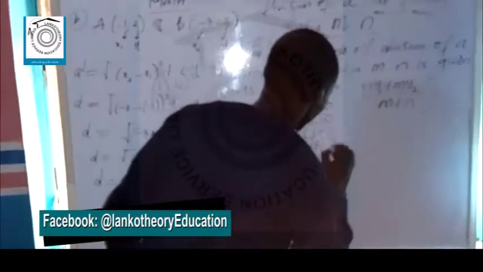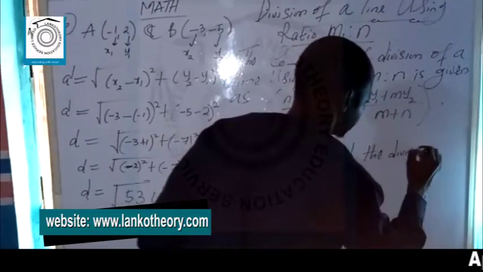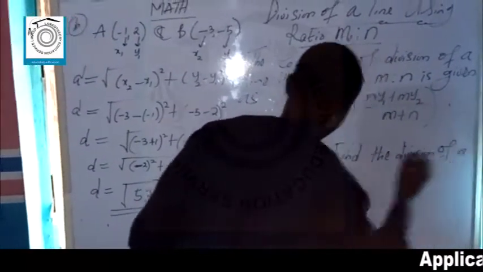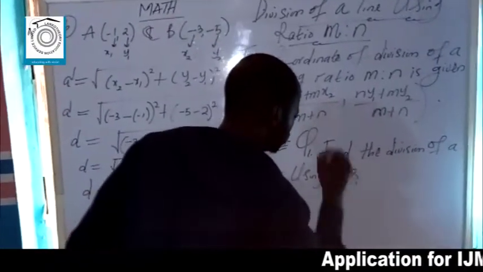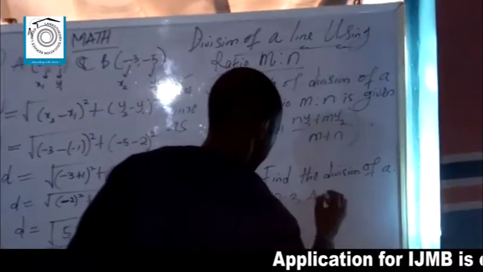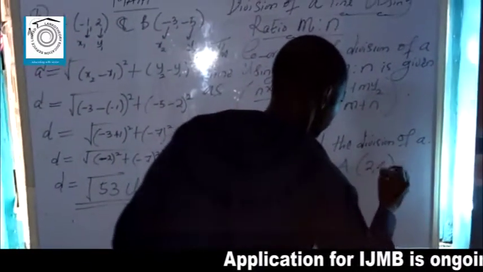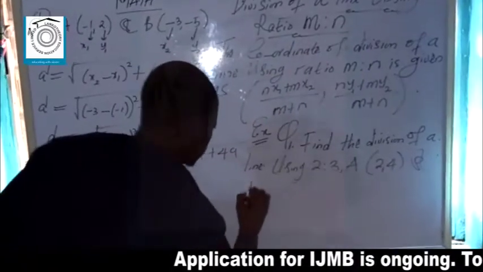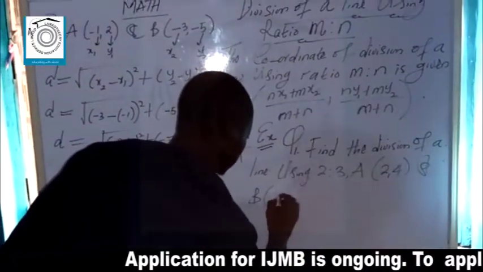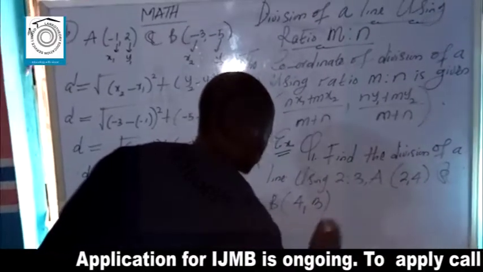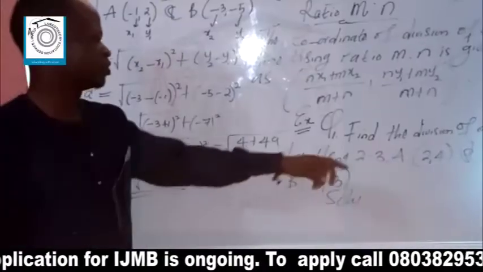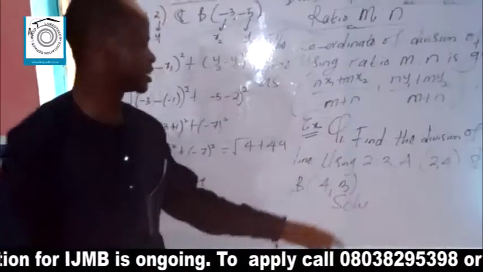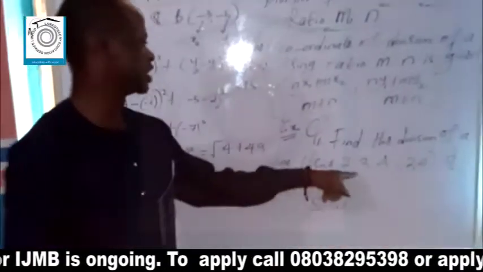Suppose we have to give an example. Let me say I shall find the division of a line using 2 raised to 3. The point A is 2, 4, and B is 4, 3. We are given the division of a line. We want to divide the line between A, which is 2, 4, and B, which is 4, 3, using the ratio 2 raised to 3.